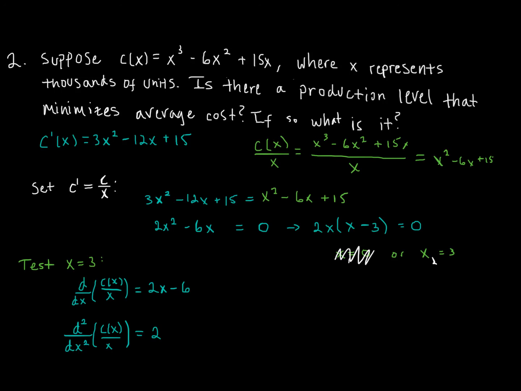And of course, you want to write your answer down in terms of what the question is asking. You want to interpret it in this situation. So while I won't write it down, you should, so that you have a model to look back at. You want to answer the question, is there a production level that minimizes average cost? And if so, what is it? So you want to say that producing 3,000 units will minimize the average cost. And of course, you could write that a little differently if you wanted to.